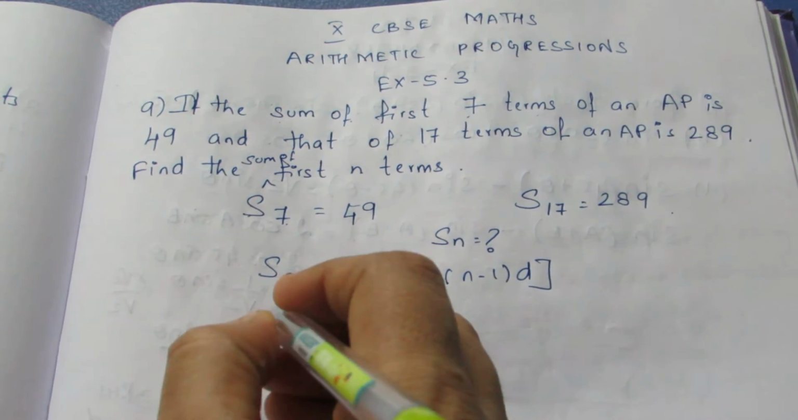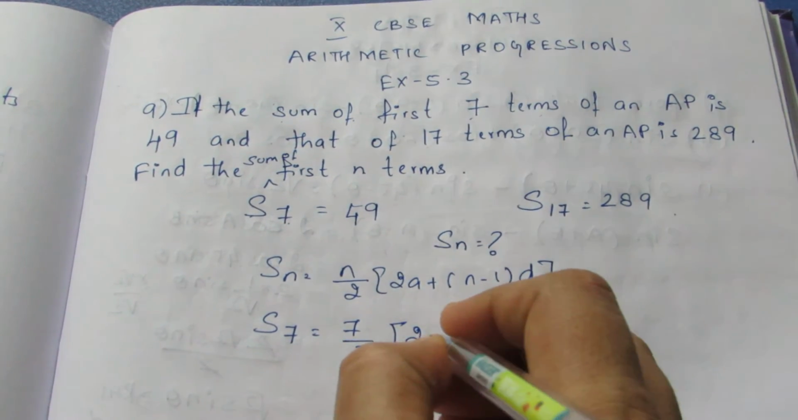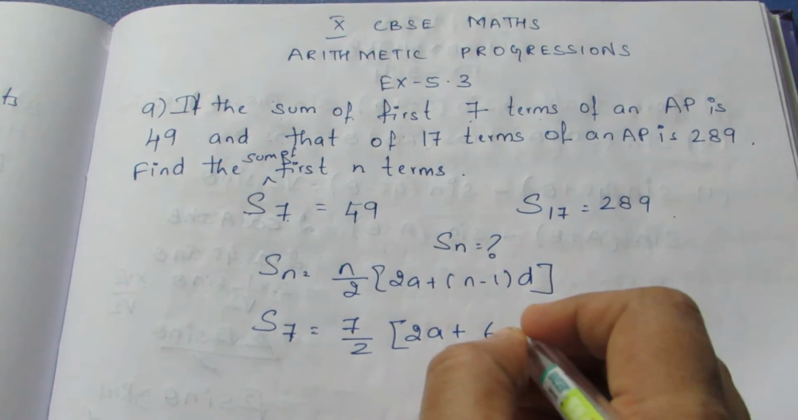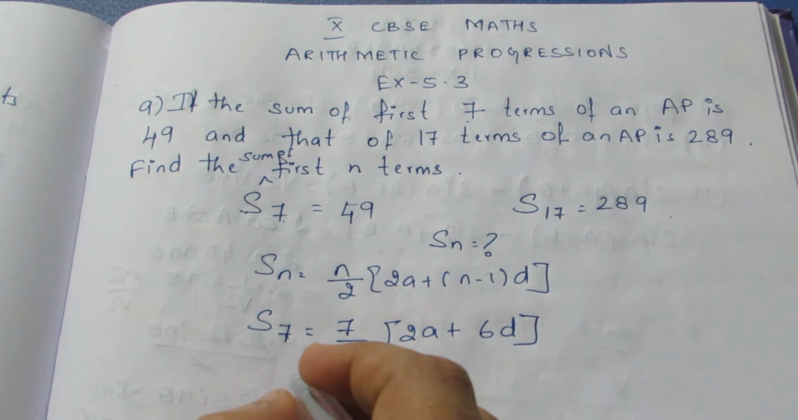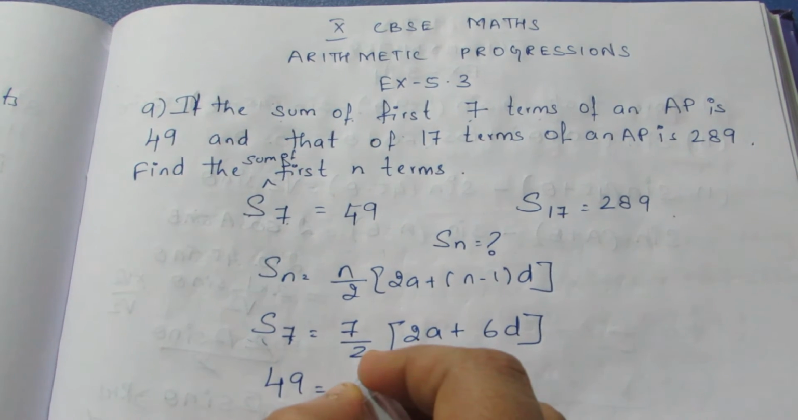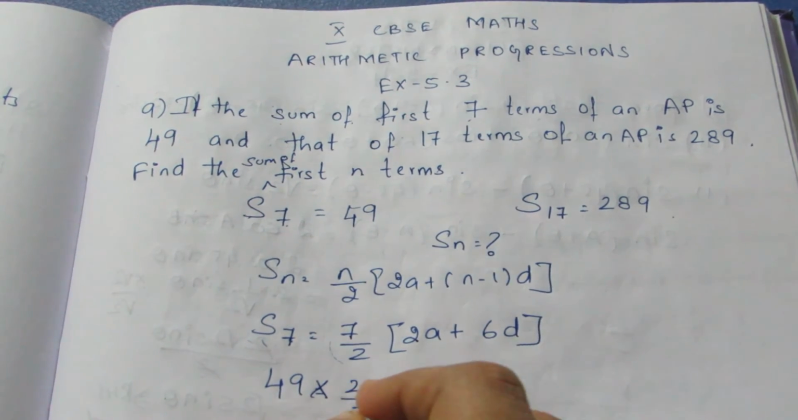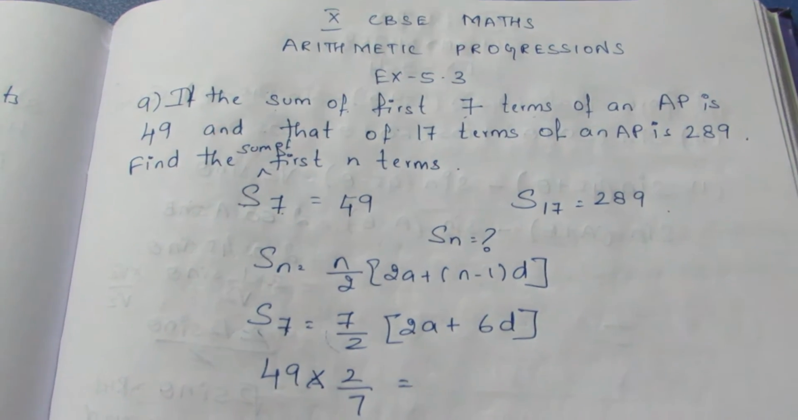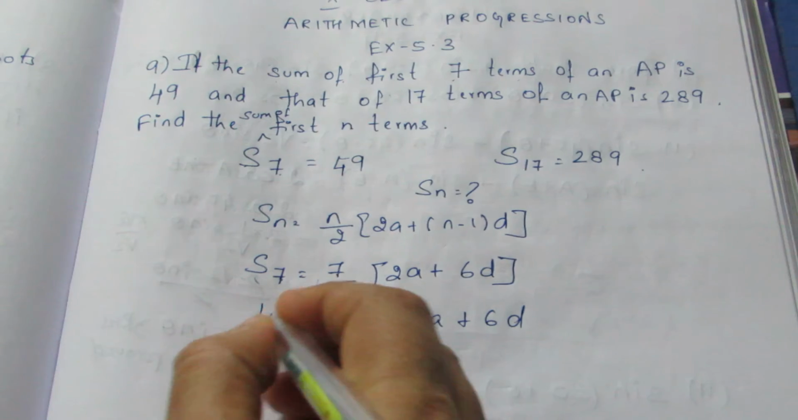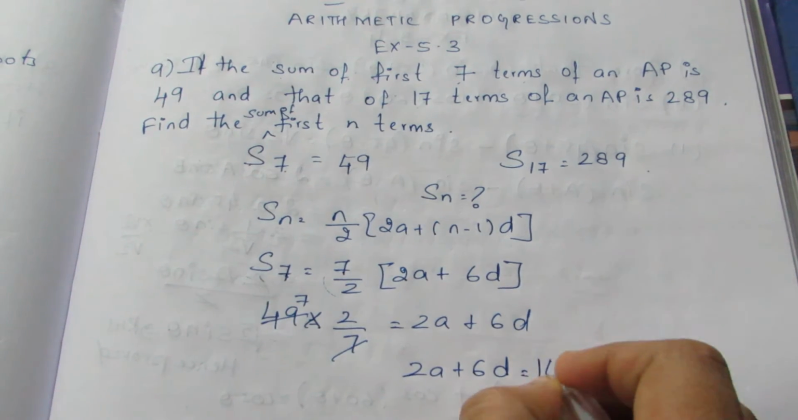We know S7, so S7 is equal to 7 by 2 into 2a plus 7 minus 1, n here is 7, so 7 minus 1 will be 6d. We know S7 to be 49. So 49 is equal to this. Bring this 7 by 2 to this side, it comes as a reciprocal. The numerator will come to the denominator and the denominator will come to the numerator, and we can solve this. 7 7s are 49. Now this becomes 7 2s are 14. So 2a plus 6d equal to 14.